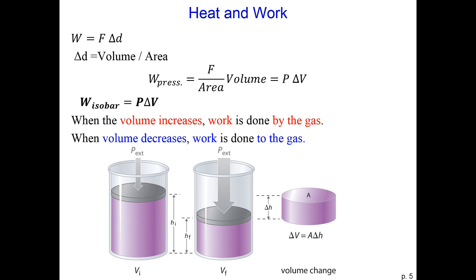To be more quantitative about this, work, you'll remember from way back when, is the force times the displacement. The displacement of a piston is the volume of the piston divided by the area of the piston. So the work is equal to the force divided by the area times the volume. Notice force divided by area is the pressure, so we can say the work done is equal to the pressure times the change in volume. This should make sense. If the volume increases, then the system has done work, and if the volume gets smaller, then work has been done to the system.